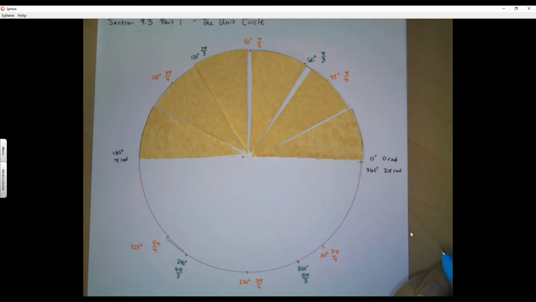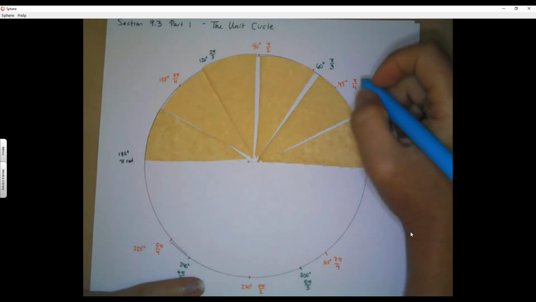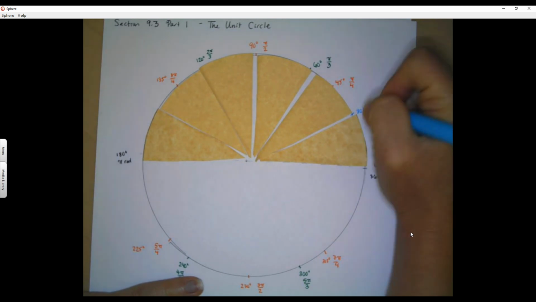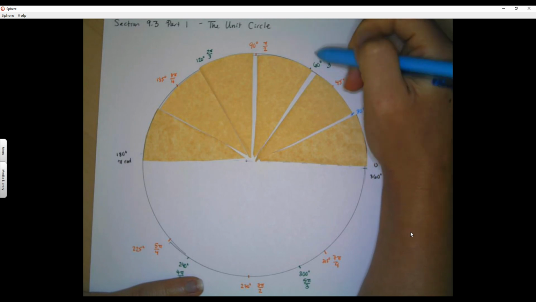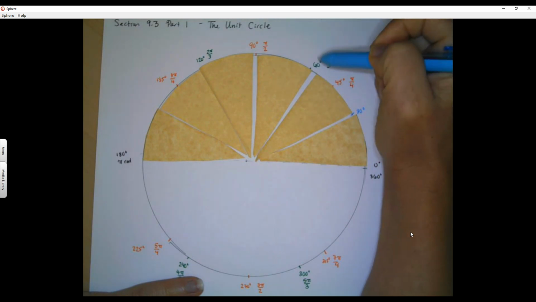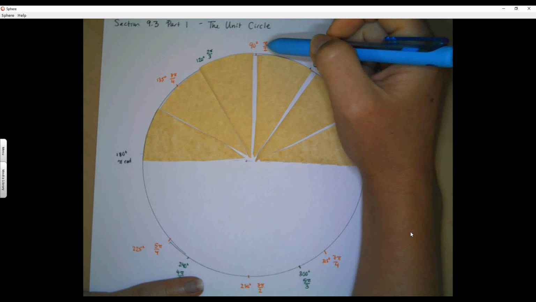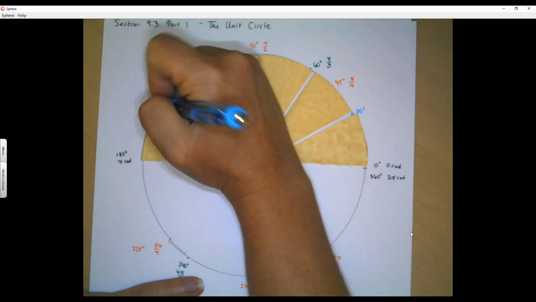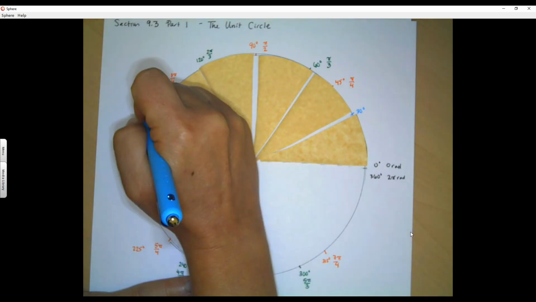So 180 divided by 6 is 30 degrees. So 30 degrees plus another 30 is 60. We've got that one already. 60 plus 30 is 90. We've got that one. 90 plus 30 is 120. Got that one. 120 plus 30. Oh, we don't have this one marked yet. That's 150 degrees.